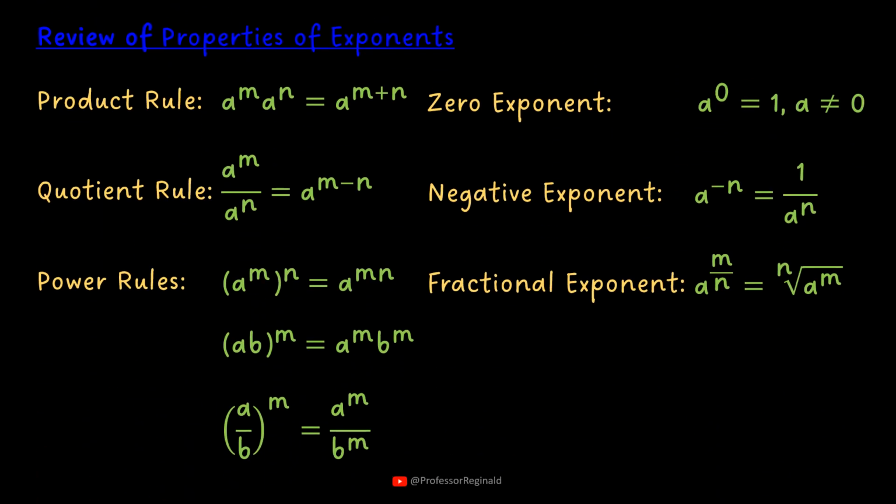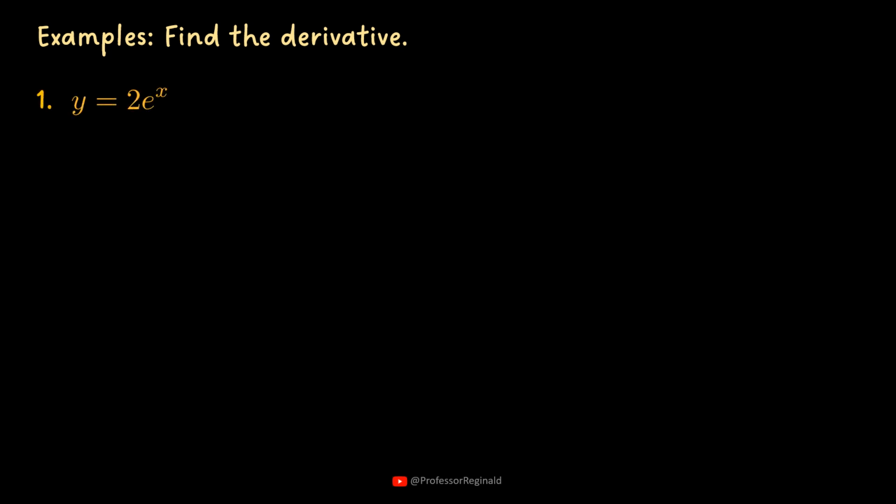Review. Properties of exponents. These properties can help in rewriting a function and simplifying its derivative. Examples. Find the derivative. Number 1. y equals 2 times e raised to x.